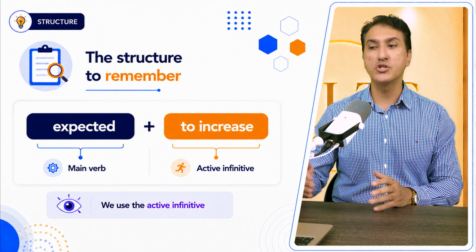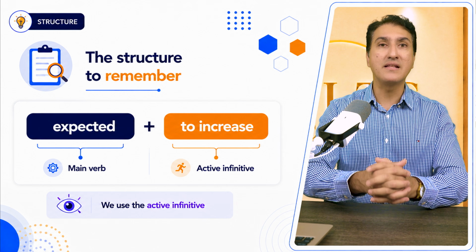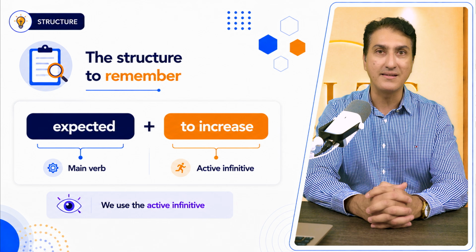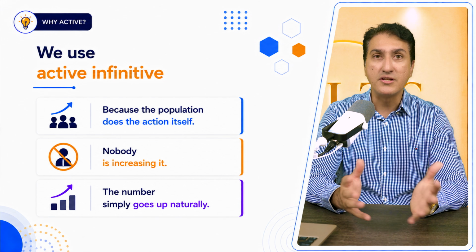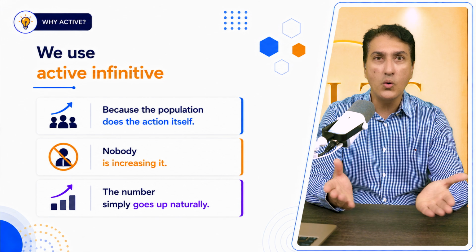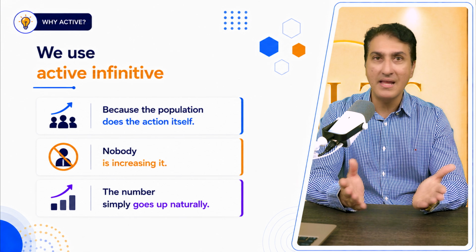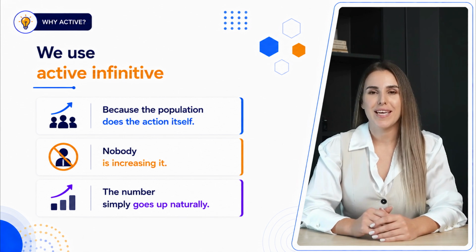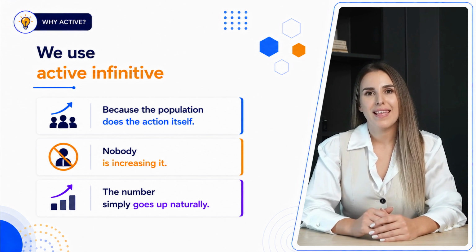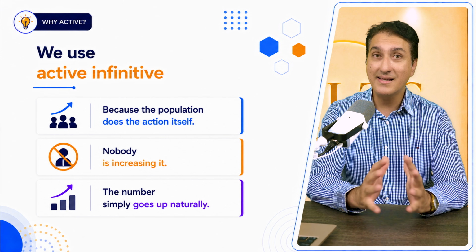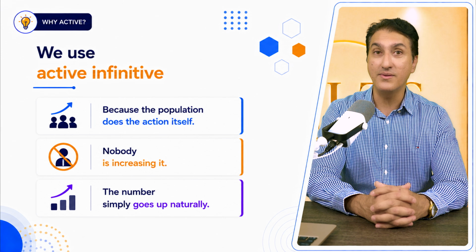Now let's look at this structure. Expected plus to increase. Notice that we use the active infinitive. Ali, why do we need to use the active infinitive here? Because the population does the action itself, nobody is increasing it. The number simply goes up naturally. So the population isn't receiving the action. It's actually doing the action. Exactly. That's a great way to think about it.